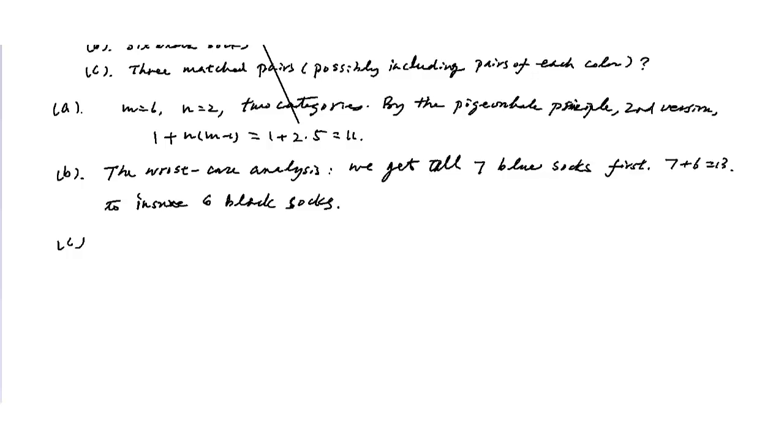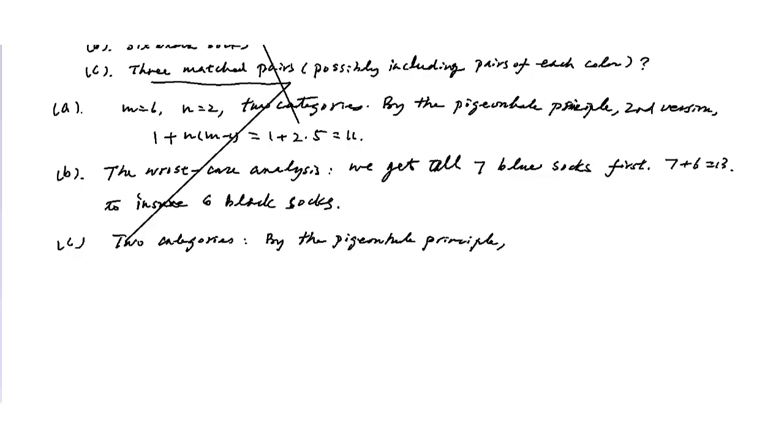So maybe 1 pair is black, 1 pair is blue, or 2 pairs are black, or 3 pairs are black. We don't know, but just 3 matched pairs. So now we have 2 categories, blue and black. Therefore, by the Pigeonhole Principle, if we draw 6, we can get 2 matched pairs, right? So by the Pigeonhole Principle, first we take 6 socks, then we can get 2 matched pairs.